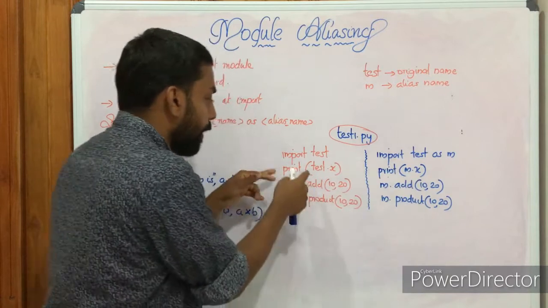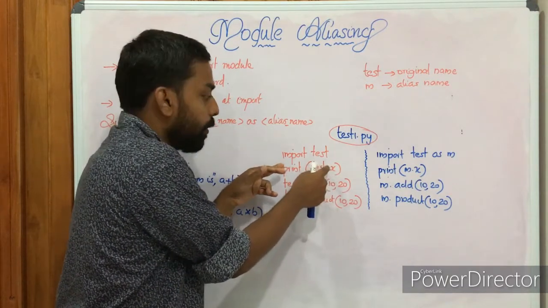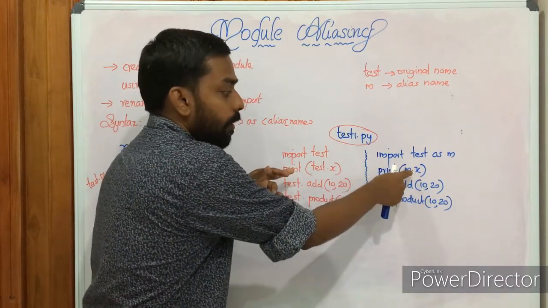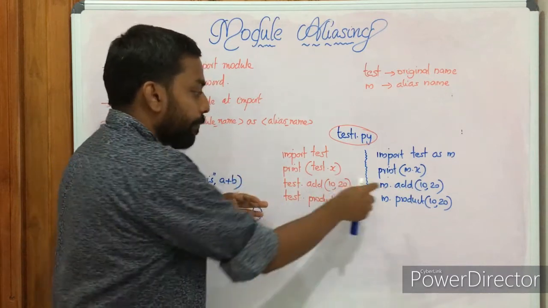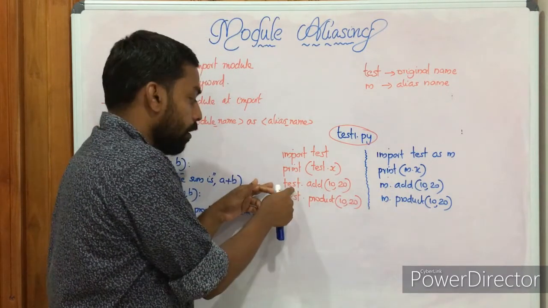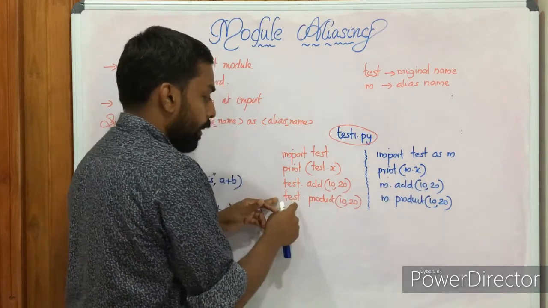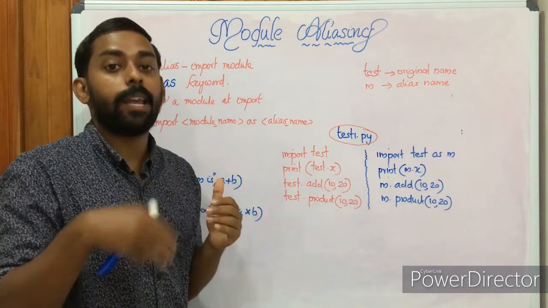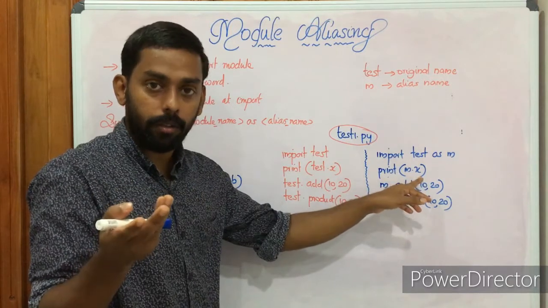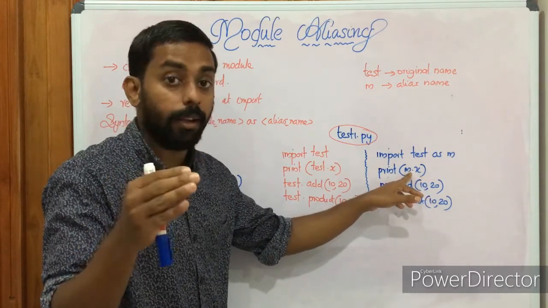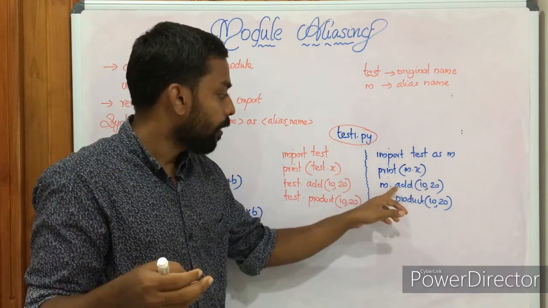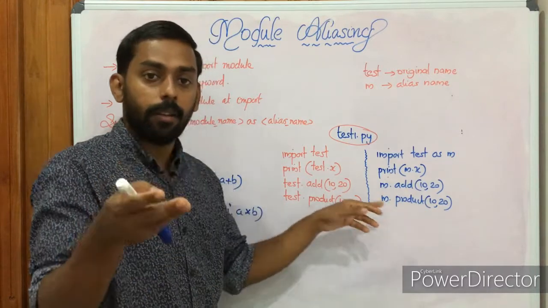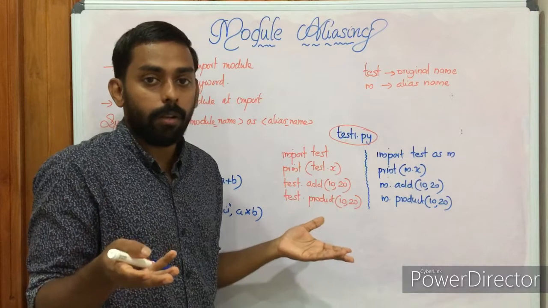Print m.x. Earlier we used test.x, the module test directly, but here we use m, the alias name, for accessing x. It works the same. Then m.add in the place of test.add, and m.product in place of test.product. Both give the same result. Here m.x prints 100 because m is just another name of test. m.add is like test.add, it prints 30, the sum is 30. Then m.product is like test.product, and it prints 200.